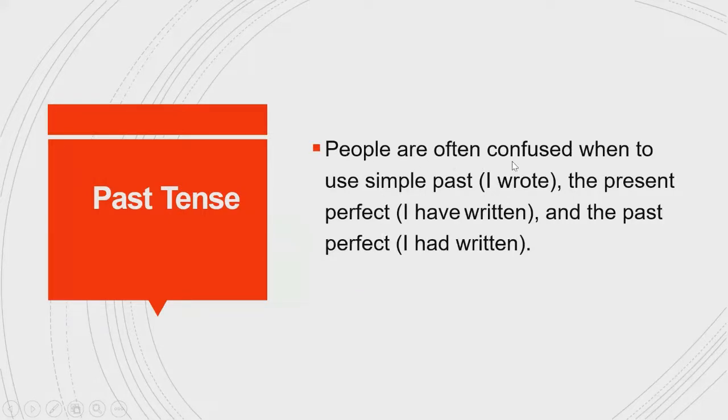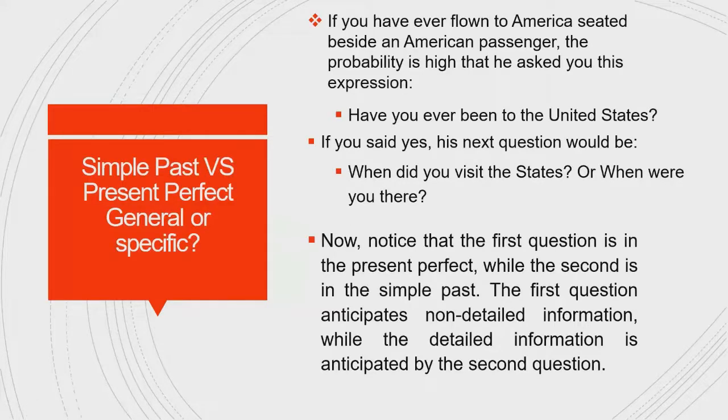And then past tense, seperti yang sudah kita pelajari sebelumnya. So people are often confused when to use simple past, contohnya I wrote, and then the present perfect I have written, and the past perfect I had written. So actually simple past versus present perfect, general or specific.